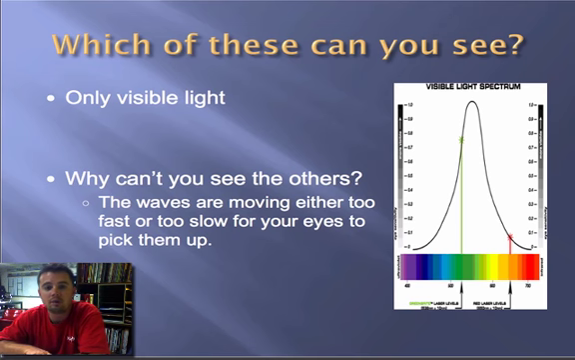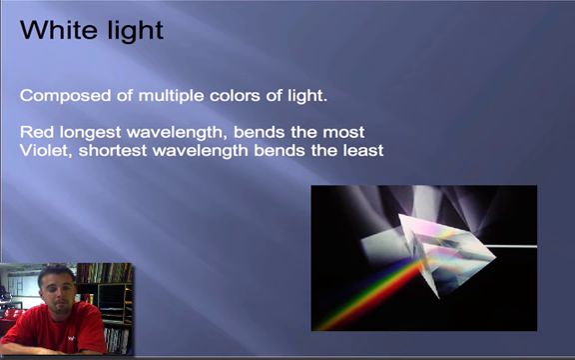Now, of all of those, which of those can you see? All the different waves of light, the wavelengths of light, you can only see a very small part, and that's called visible light. Why can't you see the others? Well, the waves are moving either too fast or too slow. Or the wavelength is too short or too long for your eyes to be able to pick them up.